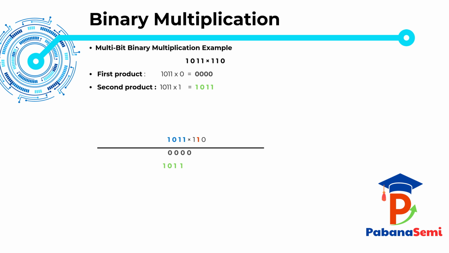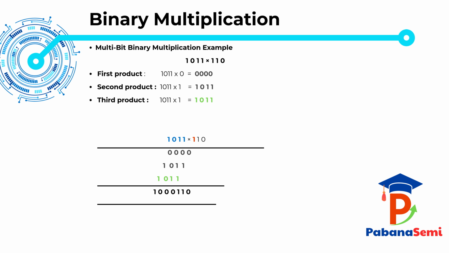Partial product 2. Middle bit 1. Next, we move to the middle bit, which is 1. Multiplying 1011 by 1 gives us 1011. But because this bit is in the second position, we shift this result left by 1 place. That makes the second partial product 10110.